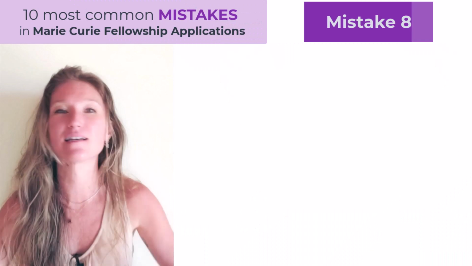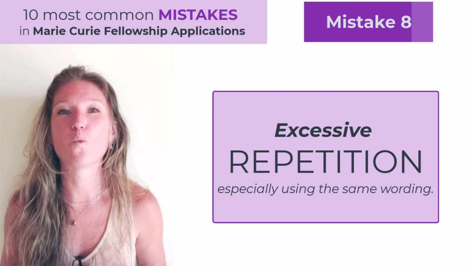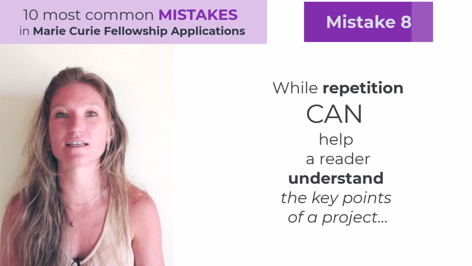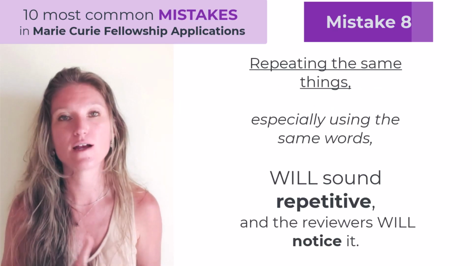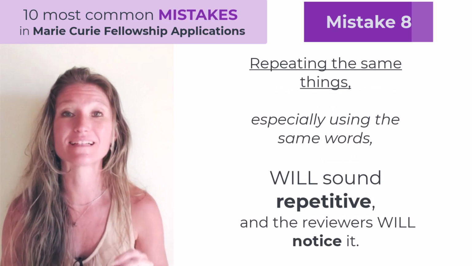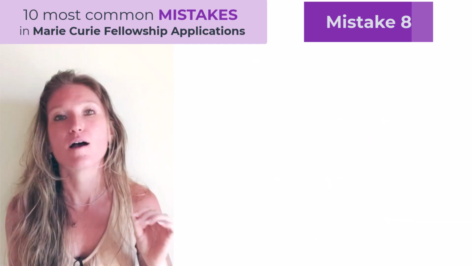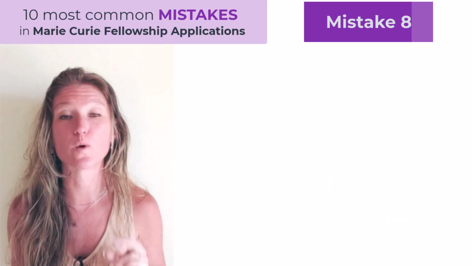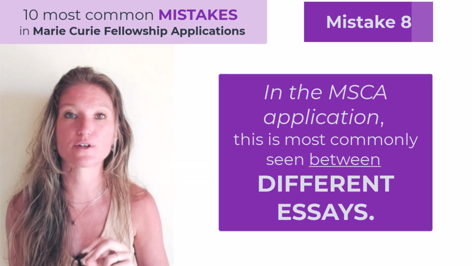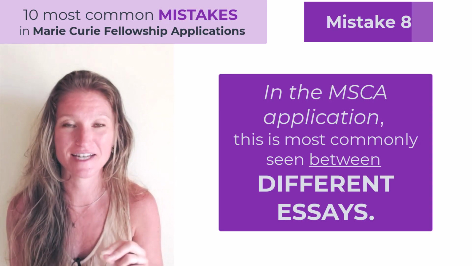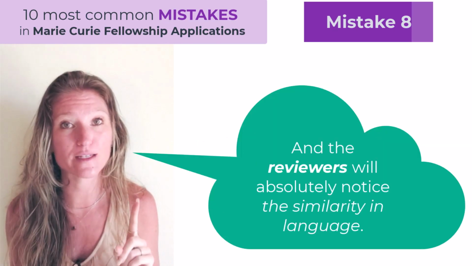Mistake number 8, excessive repetition. Yes, we want to make our points very clear. We want to make sure that the reader understands the key points of our project, but we don't want to be repeating the same things over and over, especially not in the same words. These will sound repetitive and the reviewers will notice it. Your proposal is not that long. But here in the Marie Curie Fellowship application, where I see this most commonly is between different essays, where multiple different essays will repeat the same chunk of text. Again, your application is not that long. I promise you, the reviewers are going to notice that.